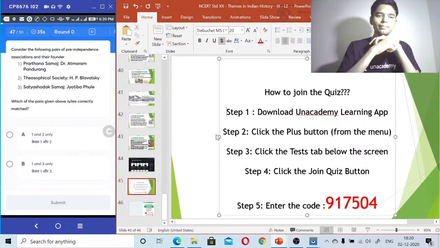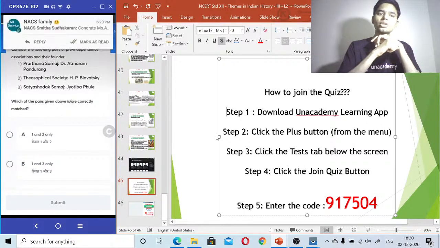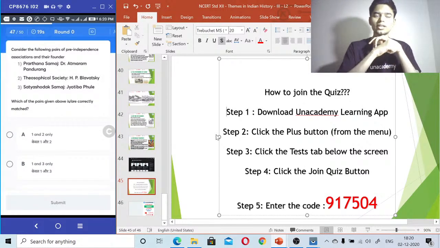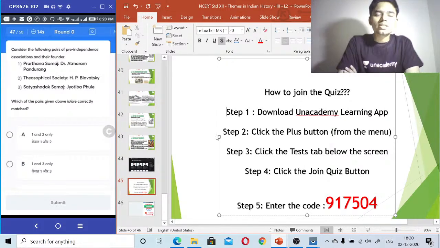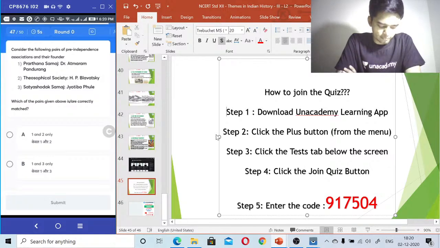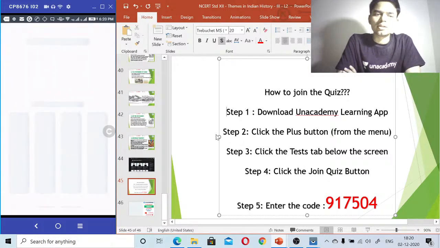47. Consider the following pairs of pre-independence associations and their founders. Prarthana Samaj, Dr. Atmaram Pandurang. Theosophical Society, H.P. Blavatsky. Satya Shodhak Samaj, Jyotiba Phule. Choose the correct answer. All of them are correctly matched. Okay, the correct answer is option D. Everything is correctly matched: Prarthana Samaj, Atmaram Pandurang; Theosophical Society, Colonel H.S. Olcott and H.P. Blavatsky; Satya Shodhak Samaj, Jyotiba Phule. Everything is correct.